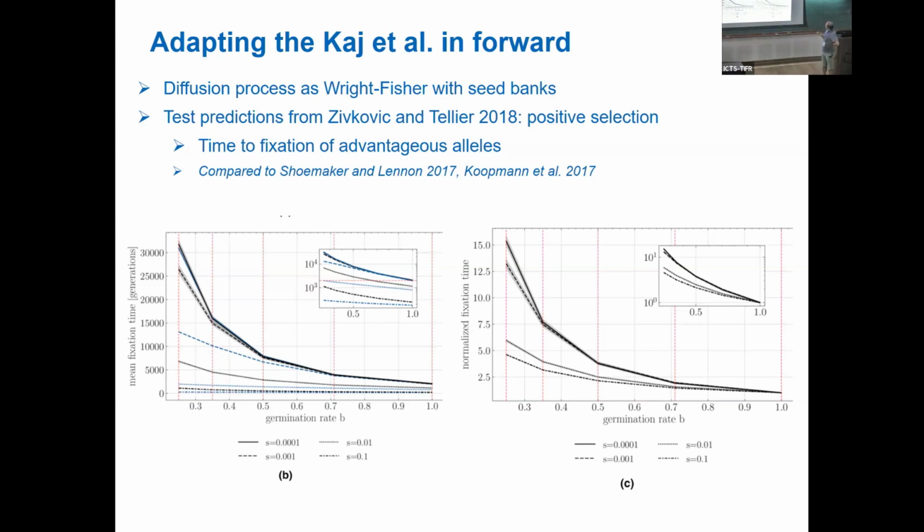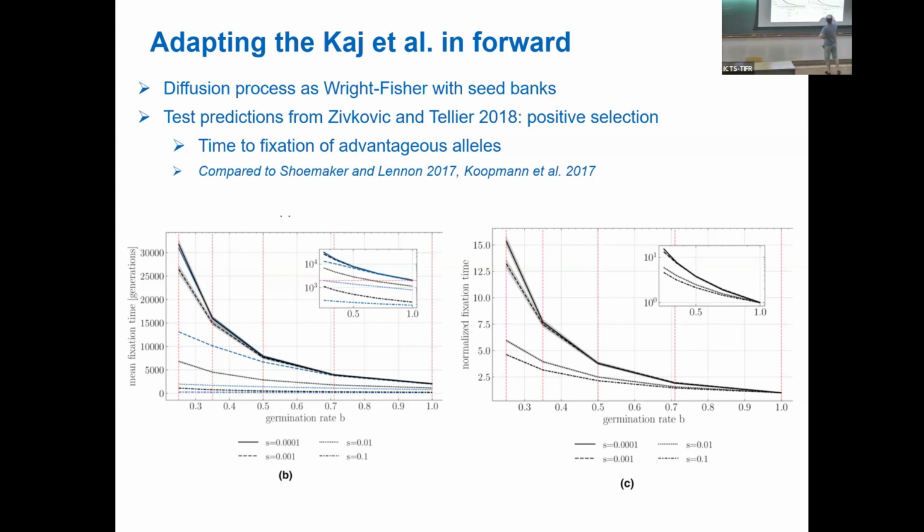So what does that mean? It means that when you have dormancy, obviously the fixation time is increasing compared to what you get in the Wright-Fisher model, which is expected, because dormancy is delaying everything, because you have this waiting time until everybody who's dormant can get up and resuscitate again. But obviously, this effect is different depending on the selection coefficient.